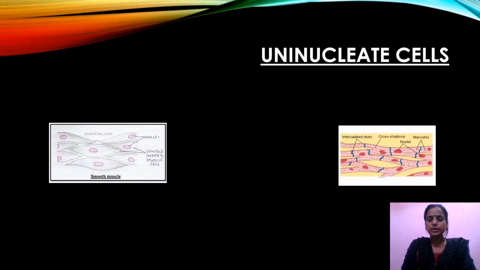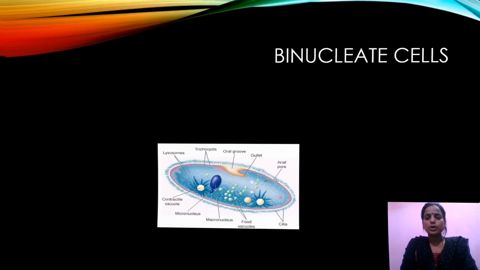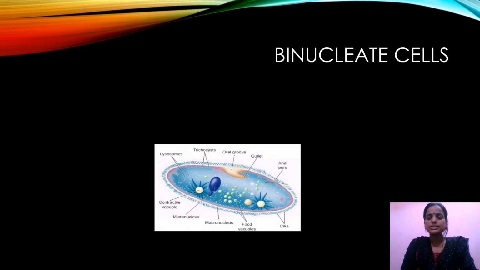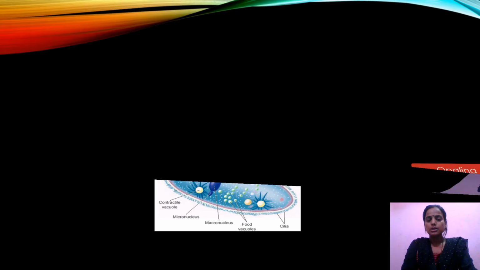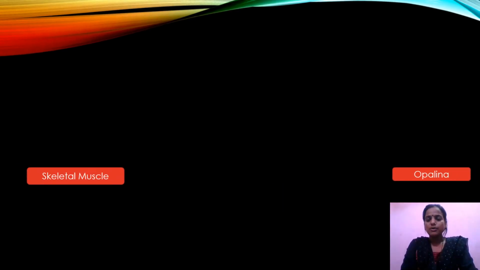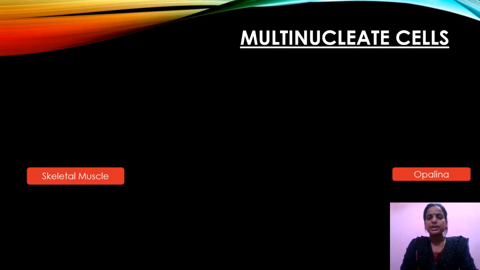First, talking about uninucleate cells. Cells with just one nucleus are known as uninucleate cells. Smooth muscle cells contain just one nucleus per cell, so these are uninucleate cells. Talking about binucleate cells, these are those cells which contain two nuclei. Paramecium is the best example of a binucleate cell.